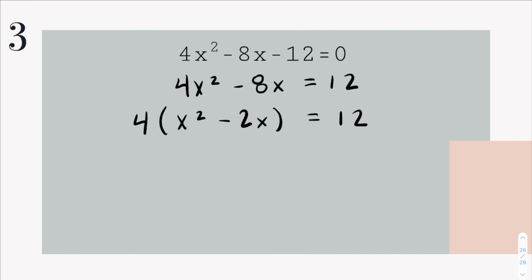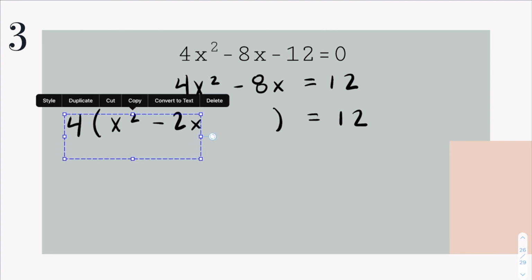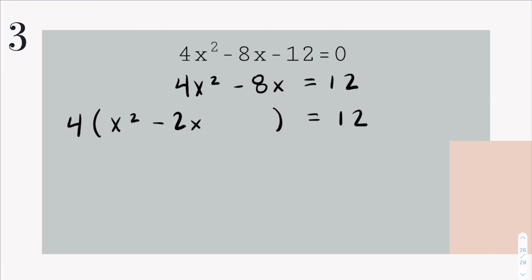Okay, so now we're going to complete the square. But the thing is, we're completing the square on what's on the inside. So we're looking for a term to go here. So we're going to take -2 as our b value, divide it by 2, and square it. So we get -1 squared, which is 1.